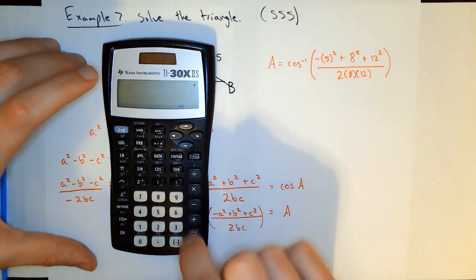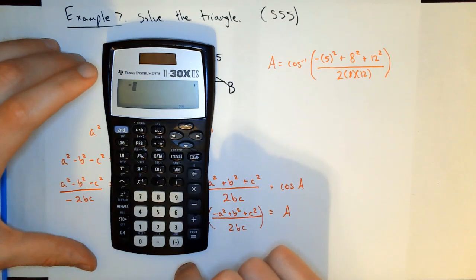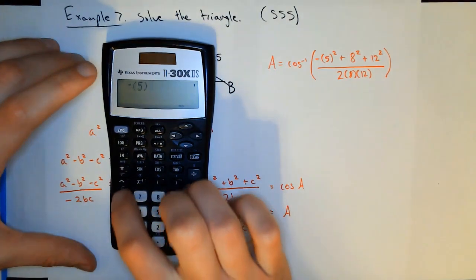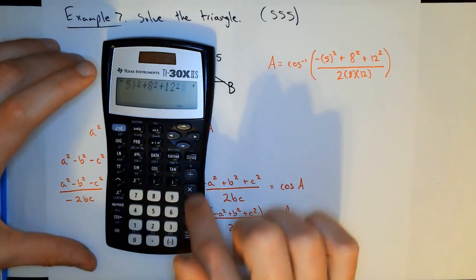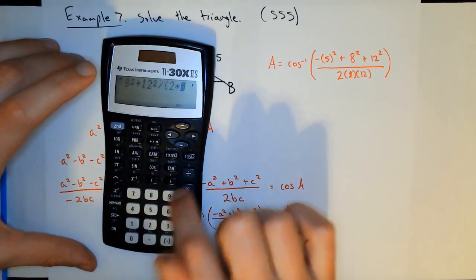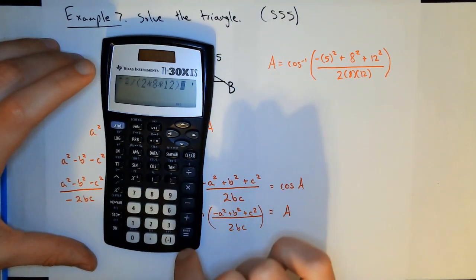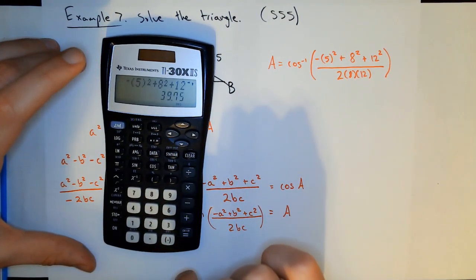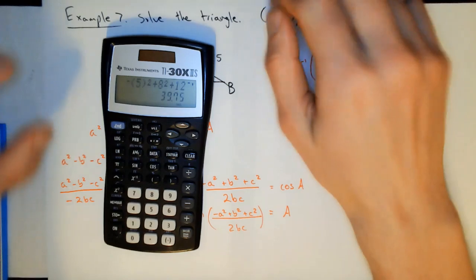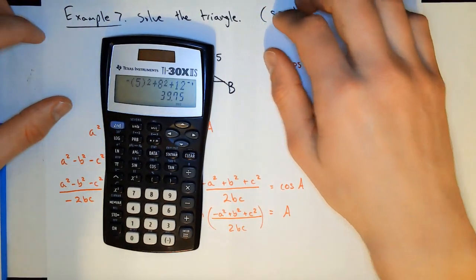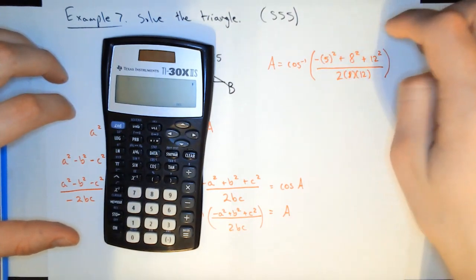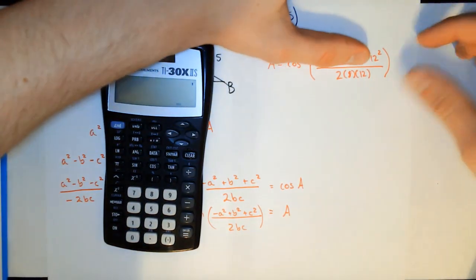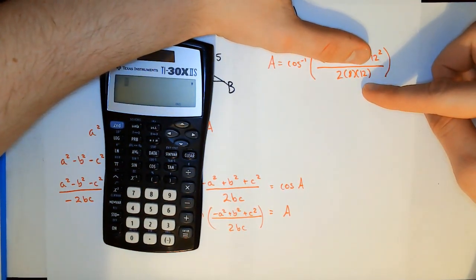So I'll say negative 5 squared plus 8 squared plus 12 squared divided by 2 times 8 times 12. Okay. Oh, I did such a dumb thing. I need to wrap my numerator in parentheses too, otherwise the calculator just thinks I'm trying to divide 12 squared by all of this stuff instead of the whole thing.